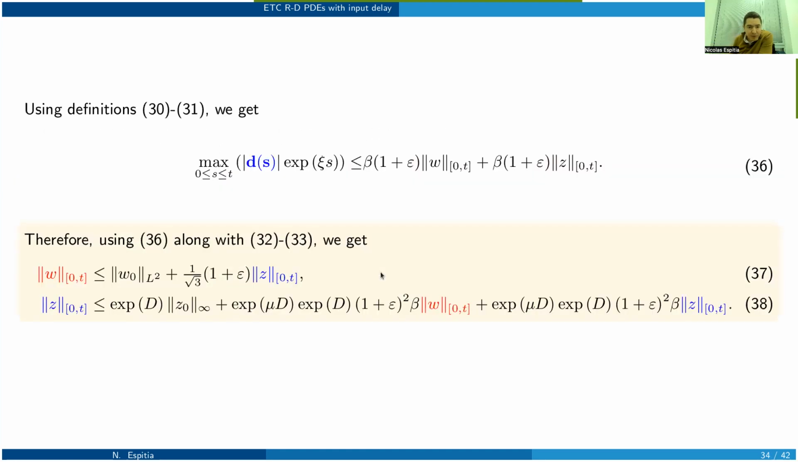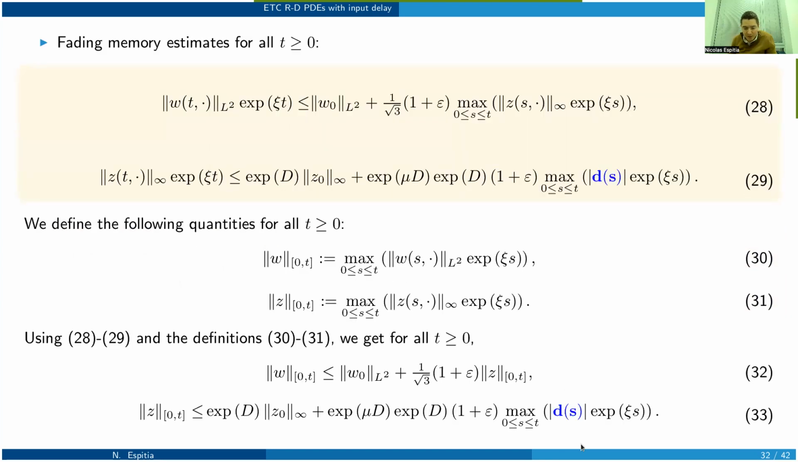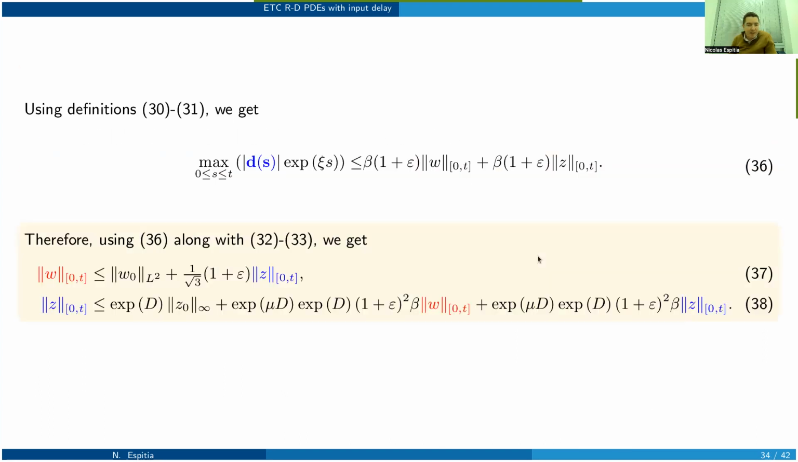And we enforce this inequality that we plug here. Let me show you rapidly here. So the point is that at the end, we can see clearly the interconnections between the PDE, the norm of the PDE, the parabolic PDE, and the hyperbolic PDE.